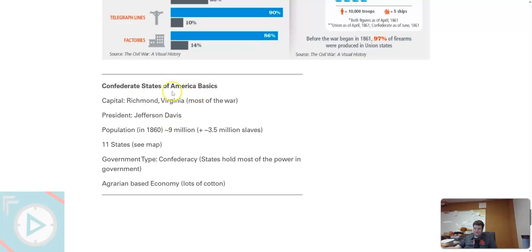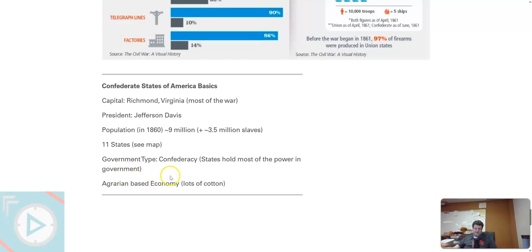Looking at the basics here, we'll start with the Confederacy. The Confederate States of America is located in Richmond, Virginia for most of the war. President Jefferson Davis. We're looking at a population around 9 million plus 3.5 million slaves. And it makes up 11 states. It is worth noting that if you see Confederate flags, a lot of them have 13 stars, because many thought that more states would join the Confederacy, but they never did. The Confederacy only comprised 11.